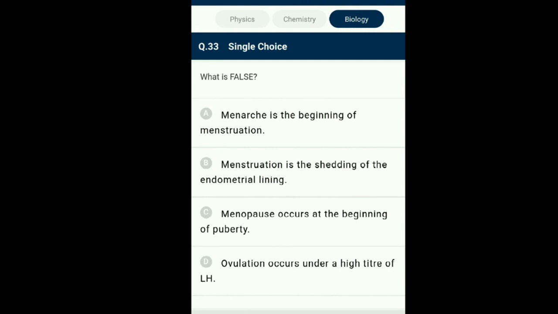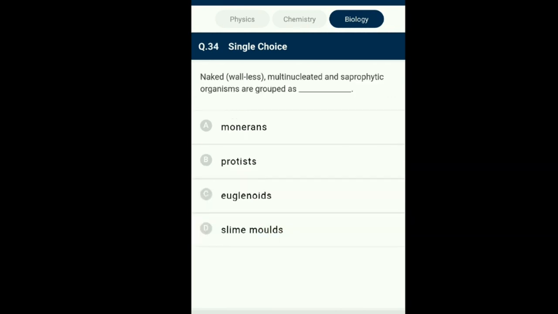Ovulation is the phase of the menstrual cycle where the immature ovum is released from one of the ovaries, triggered by the high surge of luteinizing hormone. So the answer is option C. Menopause occurs at the beginning of puberty. So that is the false statement. Actually, menopause occurs at the age of 43 to 45. Question number 34.